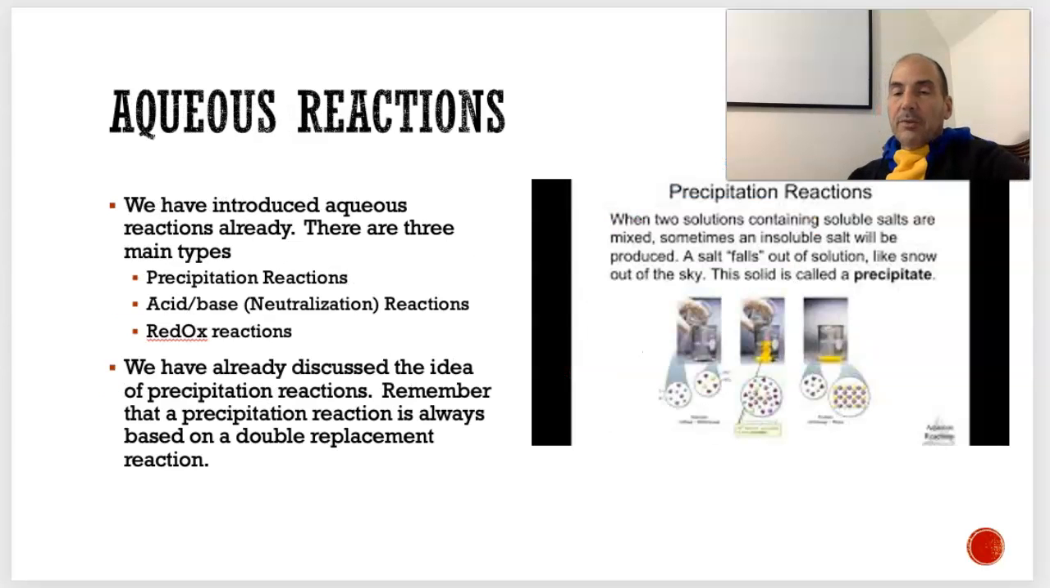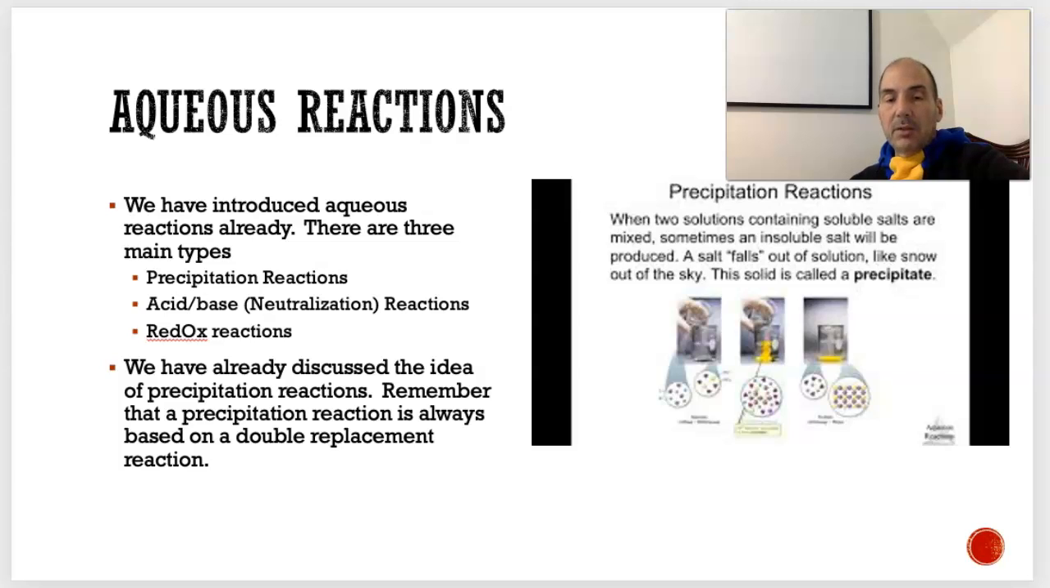Hey, so now to the three aqueous types of reactions, of which we've already done one, right? We did precipitation reactions already. That's where we take two different solutions, combine them, and generally we form a solid that does not stay in the solution. It falls out, so we call it a precipitate. Those are double replacement reactions. We've done examples of that already.